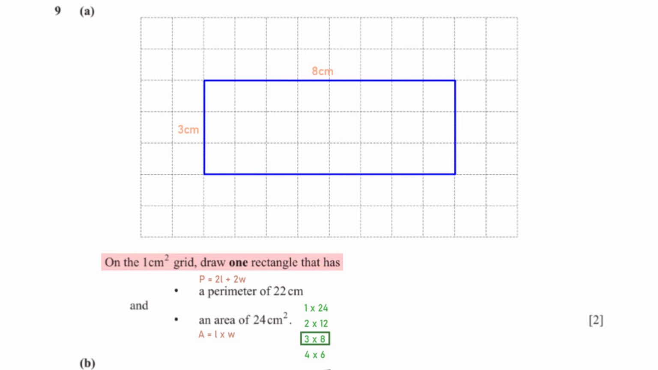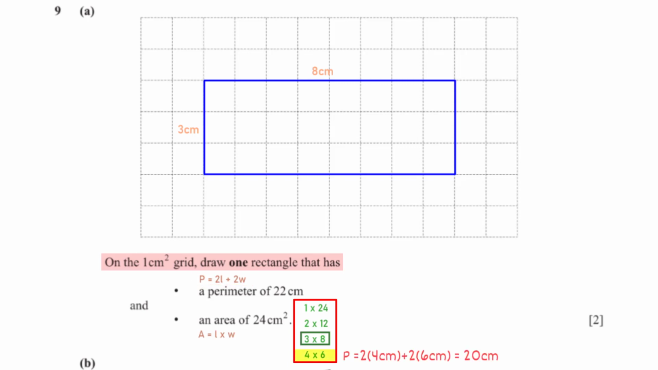On the 1 cm square grid, draw one rectangle that has a perimeter of 22 centimeters and an area of 24 centimeters squared. Here is the formula for the area of a rectangle. We've been given the area to be 24 centimeters squared, so we can start finding the possible values for L and W by finding the numbers that multiply to give us 24. From these pairs of numbers, we need to find the pair that gives us the perimeter of the rectangle to be 22 centimeters. Here is the formula for the perimeter of a rectangle.